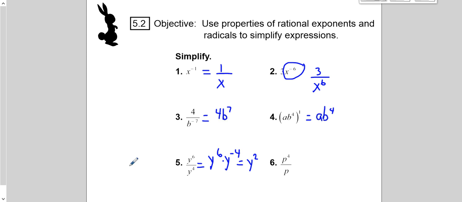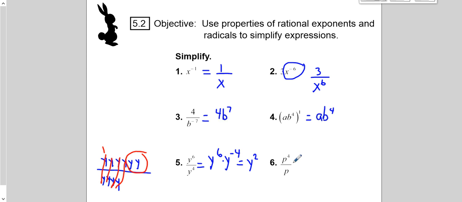Another way to think of that problem is you could write out 6 y's on the top, 4 y's on the bottom, because y to the 6th means y times y times y times y times y times y. And on the bottom we have y to the 4th. So y divided by y is 1, four times. And there are 2 y's left being multiplied together, y squared.